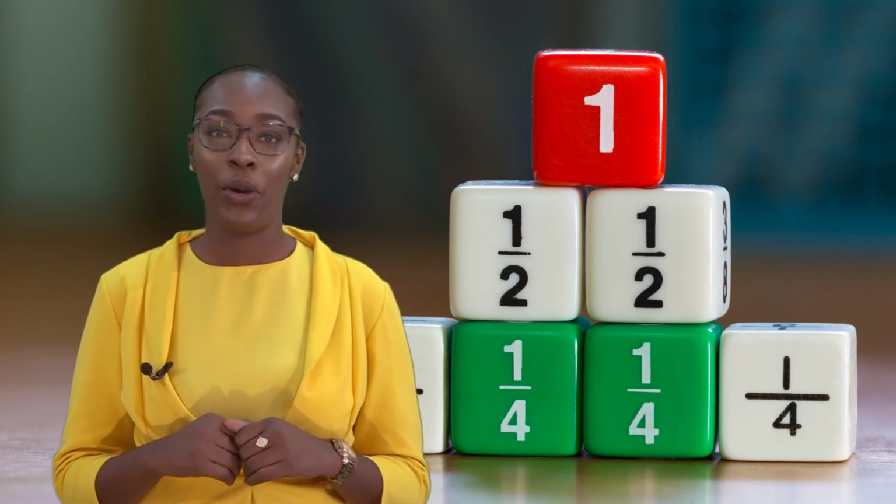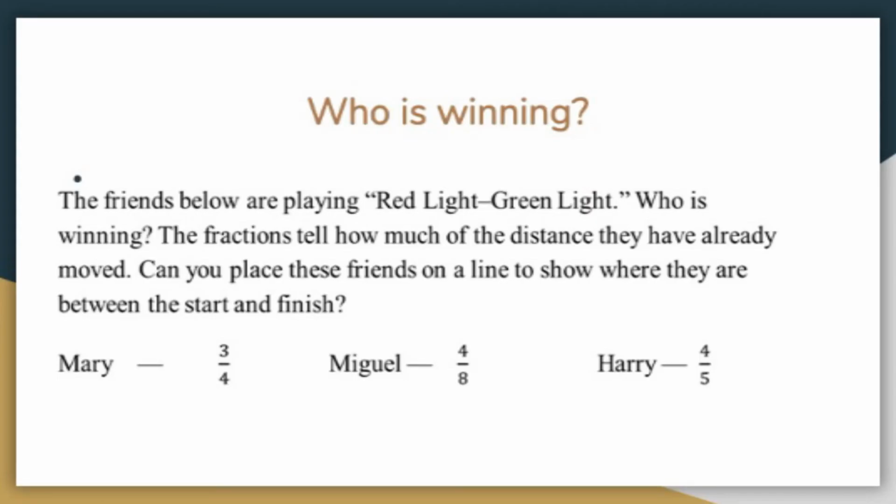Please try this question on your own. Who is winning? The friends below are playing red light, green light. The fraction tells how much of a distance they have already moved. Can you place these friends on the line to show where they are between the start and finish points? Mary moved 3/4, Miguel moved 4/8, and Harry moved 4/5. Take a minute and work on your answer using the number line.